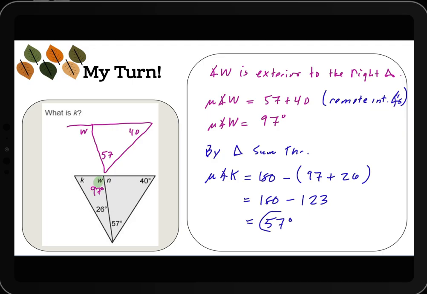So the measure of angle K is a 57 degree angle, and the measure of angle W is a 97 degree angle. And I utilize the exterior angle theorem officially to find the measure of angle W, right? So when we talk about the exterior angle theorem, I'm actually utilizing that here to find the measure of angle W, and then I use the triangle angle sum theorem to find the measure of angle K. There are other ways you can do this, but this is just an example.